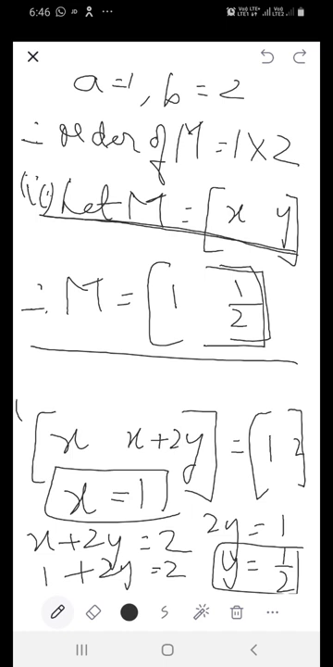So this is how you are going to do question number 31, 32. They are also of the same type. Question number 35 is also of the same type. So this finishes the last exercise of your matrices and the chapter is complete.